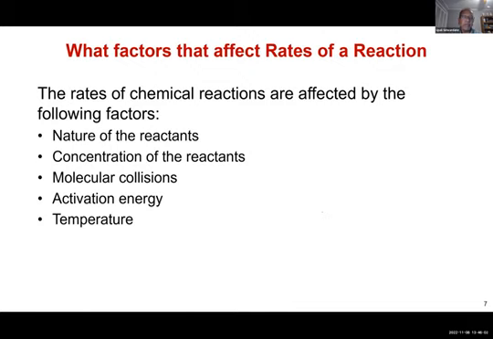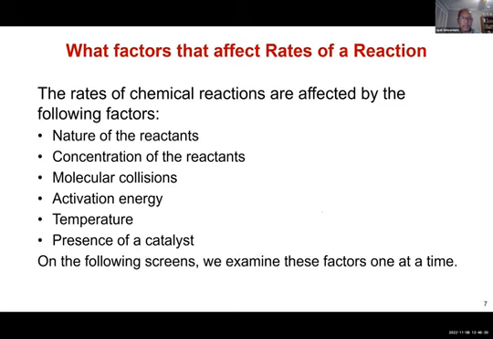Temperature is directly proportional to kinetic energy. Therefore, the higher the temperature, the more collisions with enough activation energy are produced. Therefore, temperature increases the reaction rate. Catalysts also increase the rate of a reaction without being consumed. That's the definition of a catalyst. On the following screen, we examine these factors one at a time, starting with nature of reactants.